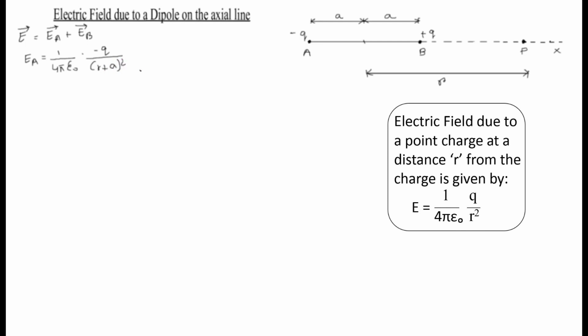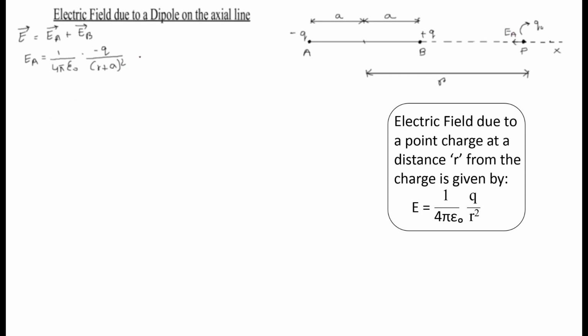Now comes the direction, quite important. Whenever we try to calculate direction, we take a unit positive charge over here. So this is a unit positive charge, and this is a negative charge over here. So the electric field will be attractive in nature. This is positive, that is negative, so the electric field will be in this direction. Right, and this is EA.